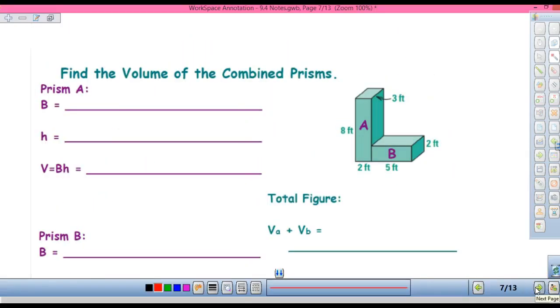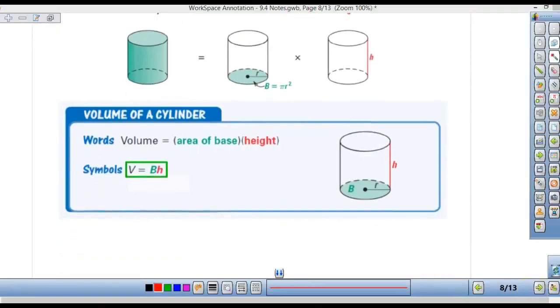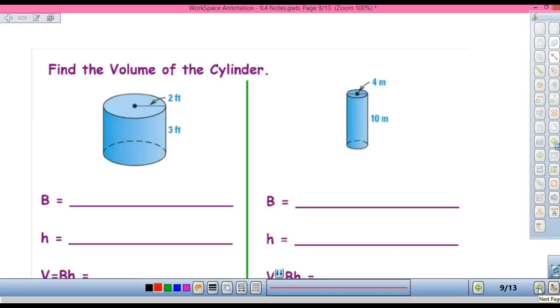Same thing happens when you have a cylinder. Area of the base times the height. Only difference is that the area of the base, we're dealing with a circle, so area of the base is pi r squared. Okay, do not forget your pi. Some of you on your test yesterday when you were dealing with cylinders and cones, you forgot to include the pi with your answers, and you got some off for that.